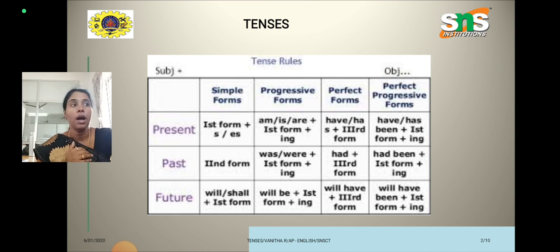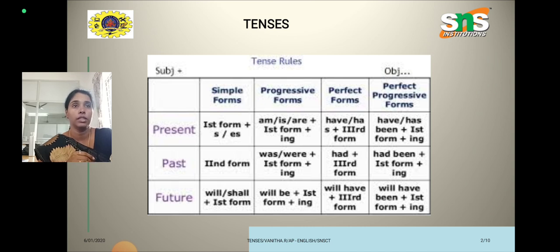Coming to past tense, it is used to indicate an action that happened in the past. It often comes with an adverb of time, though sometimes it can be used without an adverb of time also. For example, I went, she did, you worked. So the direct past form of a word is what we use in past tense.